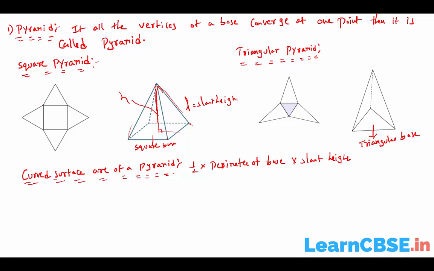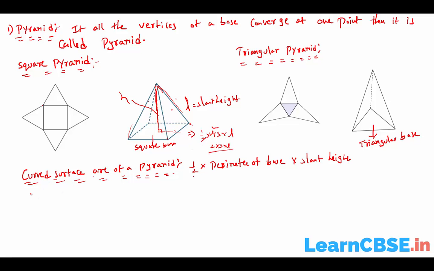So in general we will take curved surface area. Curved surface means these 4 faces excluding the base. So we can take half into perimeter of the base into slant height. If it is a square pyramid, what will be the curved surface area? Half into perimeter of the square, 4s, into slant height L. That means 2 into side of the square into L will be the curved surface area of the pyramid.